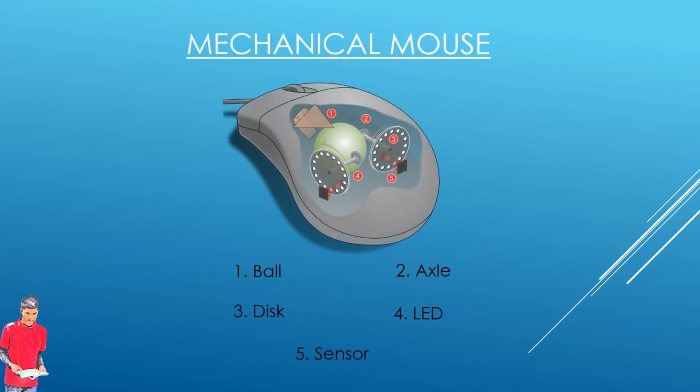For mechanical mouse, this is a type of computer mouse that has a rubber or metal ball on its underside and it can roll in every direction. There are mechanical sensors within the mouse which detect the direction in which the ball is moving and move the pointer on the screen in the same direction.